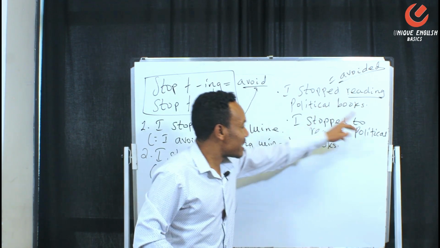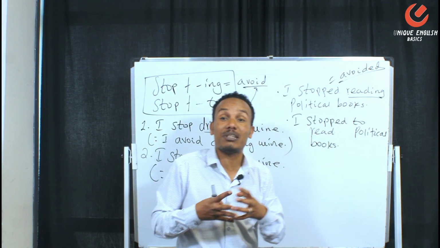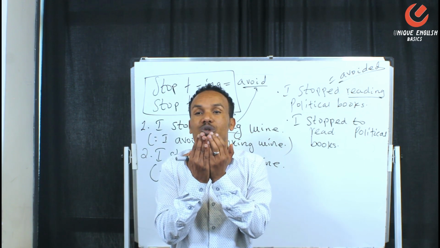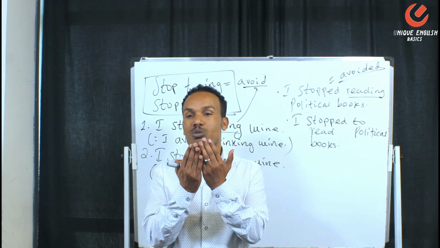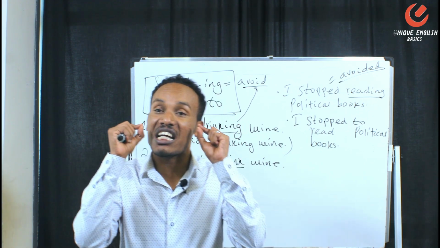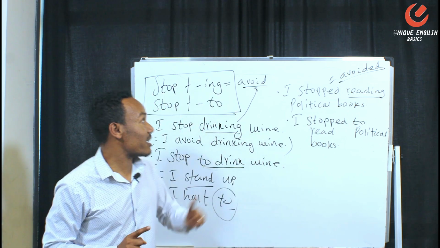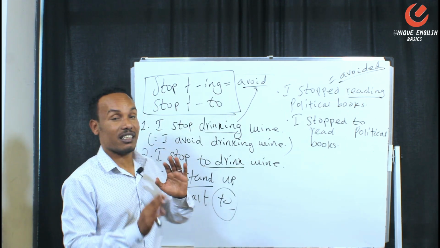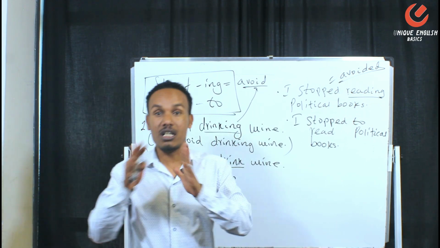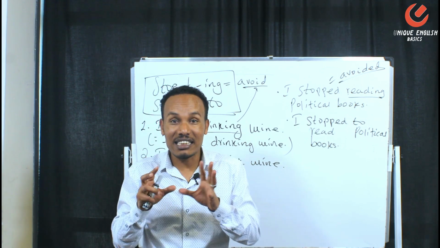But when you say I stopped to read, without the ing, I stopped to read political books, what does it mean? I stopped in order to read political books. So there is a difference between stop with ing and stop with infinitive to. As a summary, when stop is followed by ing, it is to give something up. When stop is followed by to, it is to stop and stand like this. Do you understand me? Yes.